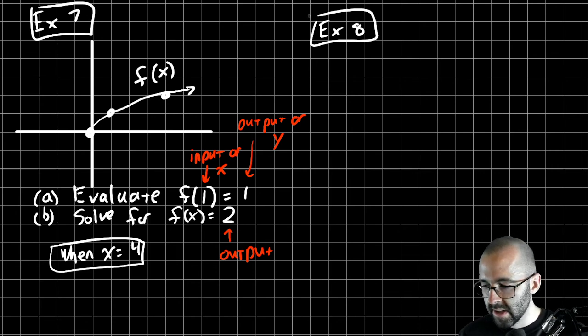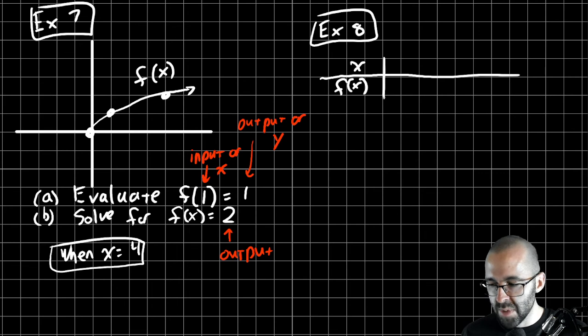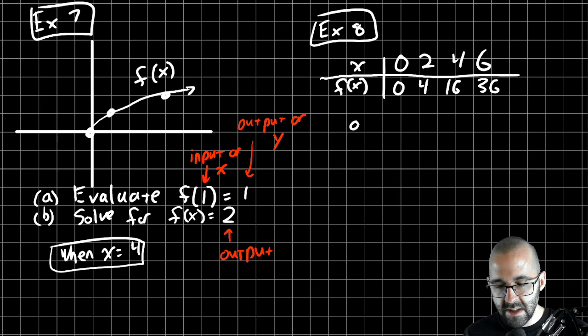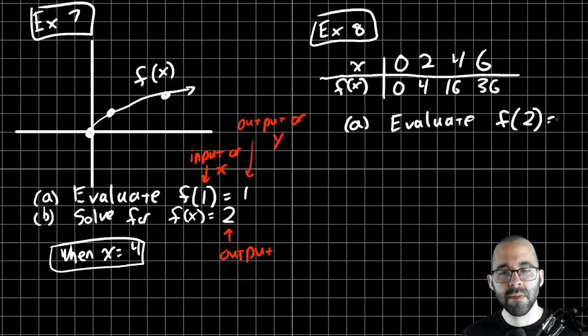Example 8 is going to be a table. Again, a table giving you all the inputs and all the outputs. Inputs are x, outputs are y's. And again, let's say 0, 2, 4, 6. And again, of 0, 4, 16, 36. Part 1 is going to be evaluate f of 2. So again, 2 is that input.